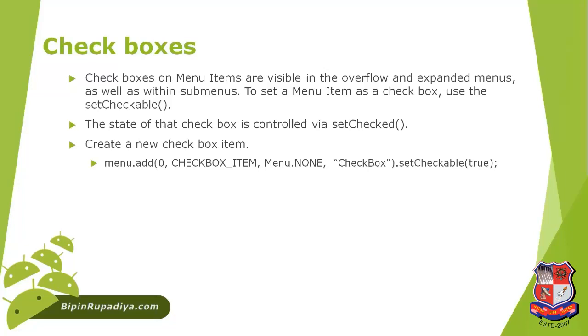So right here, just see in the example, first we have passed 0, so the group ID is 0. For the item ID, we utilize CHECKBOX_ITEM, right?